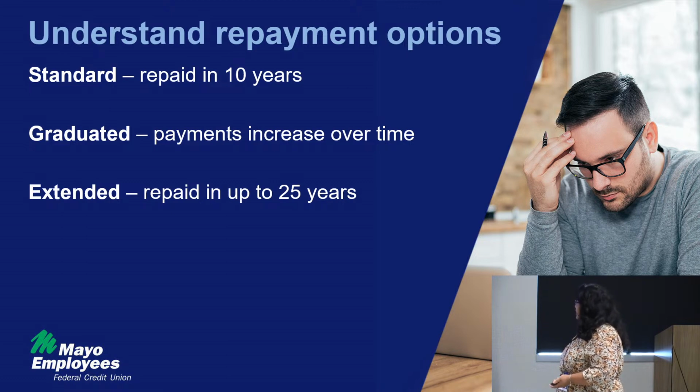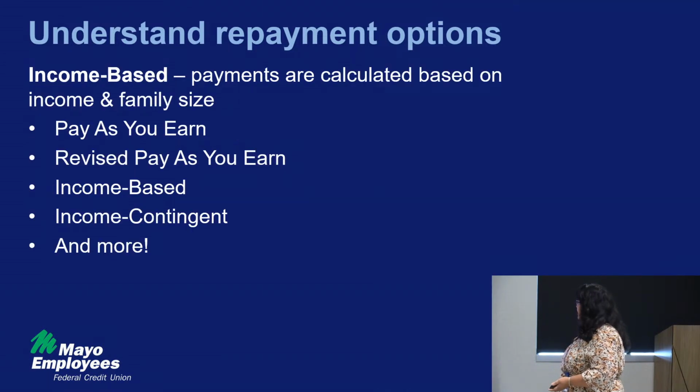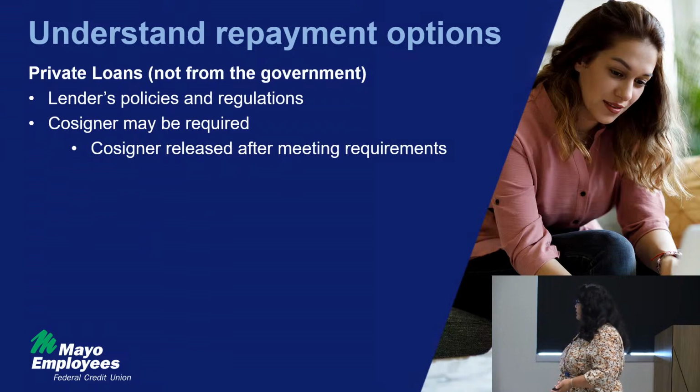Understand your repayment options. Income-based repayments are calculated based on your income and family size. You can do Pay As You Earn, Revised Pay As You Earn, income-based or income contingent, and more. Private loans are not from the government. It's based off the lender's policies and regulations, and a cosigner may be required. The cosigner may be released after meeting requirements.